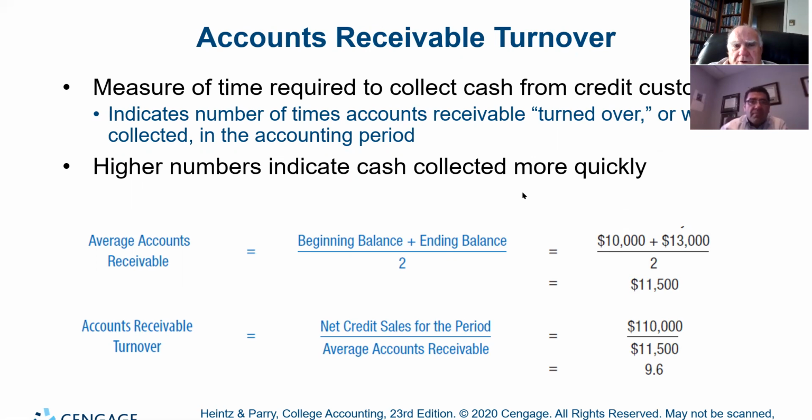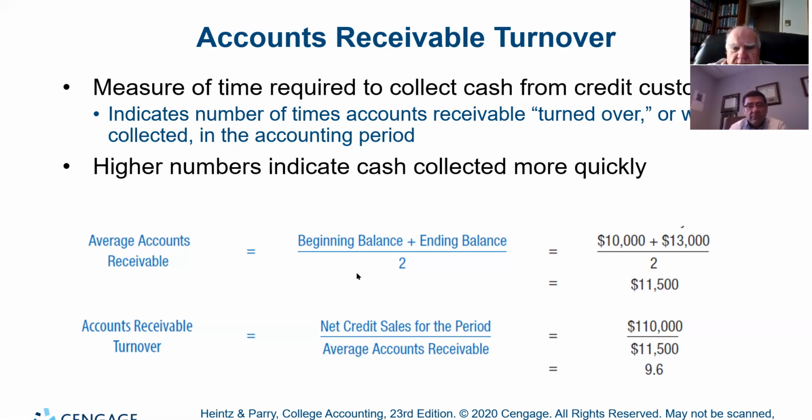Okay, now here's an important one. Let's look at this one. When you get to 230, you're going to do a lot of this. There's a whole chapter on the turnovers of accounts receivable, inventory, accounts payable, a few other things. So accounts receivable turnover, it's a measurement of the time to collect cash from credit customers. Let me say it more clearly. This metric tells you how fast you collect cash from customers.